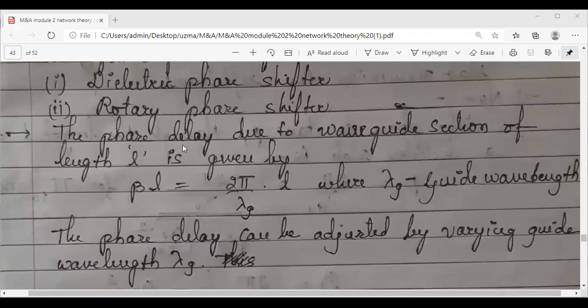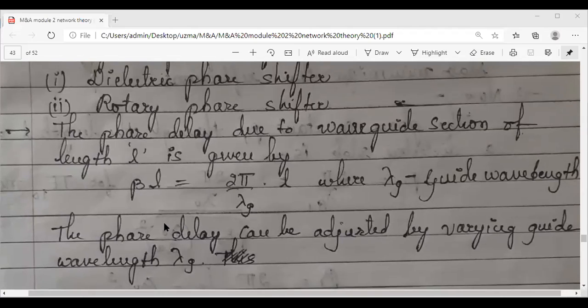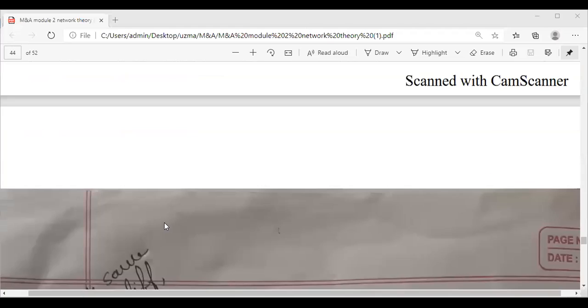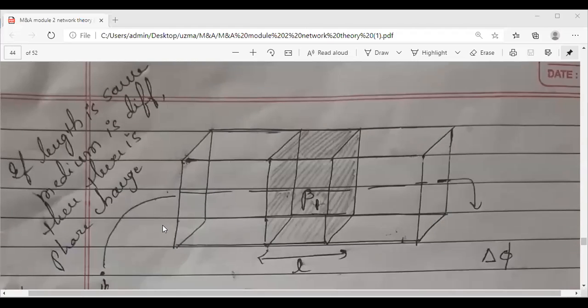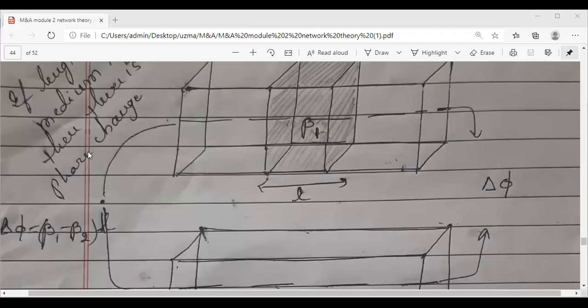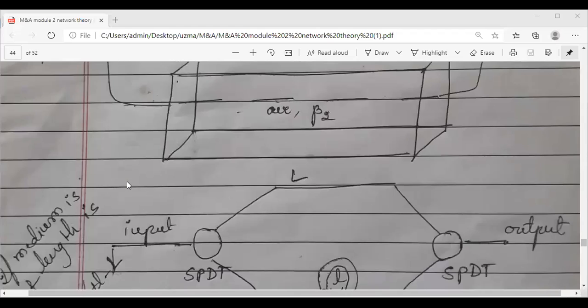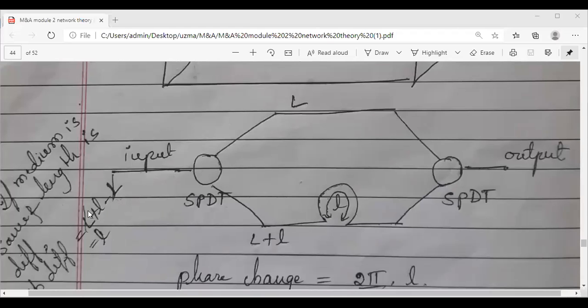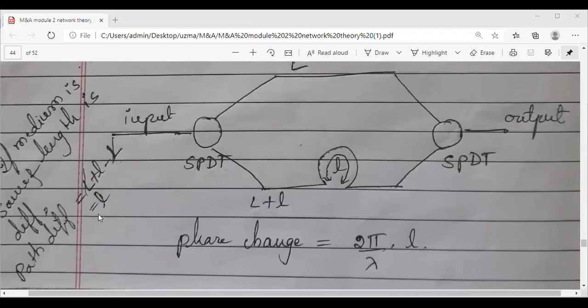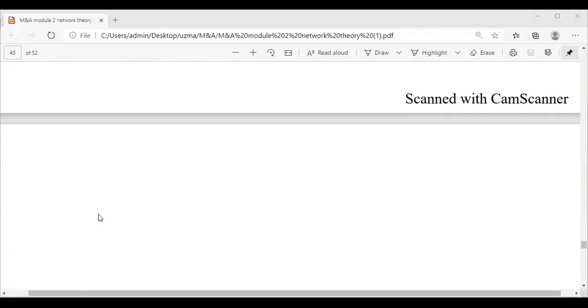It has got two types, and the basic phase change or the phase shift or the phase delay, we call it beta into L, which is 2 pi by lambda G into L. So we have seen about this. Then there are two methods how to change the phase. One, keeping the length same, changing the medium, or keeping the medium same and making the length vary. So these are the two methods to get the phase change.